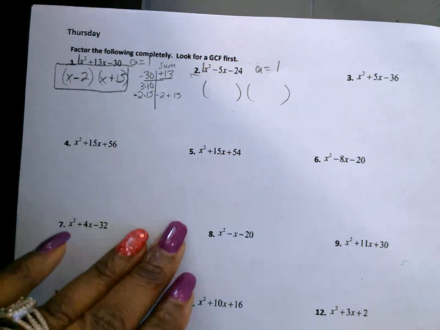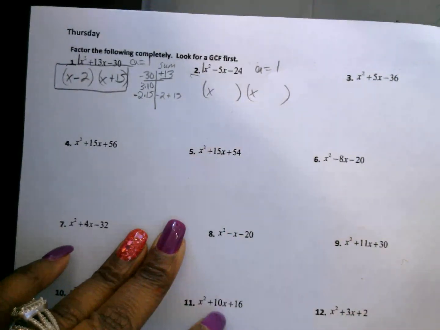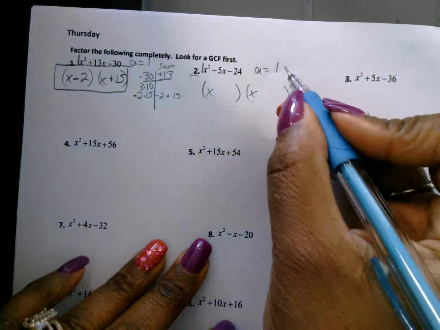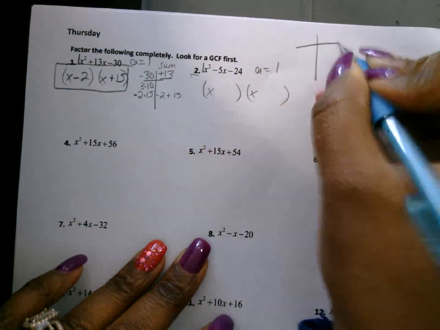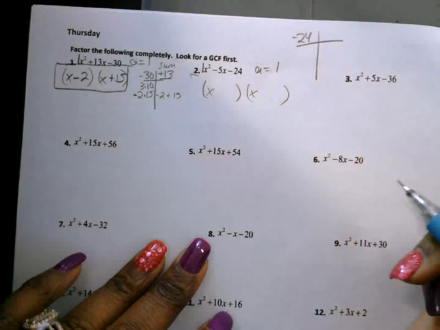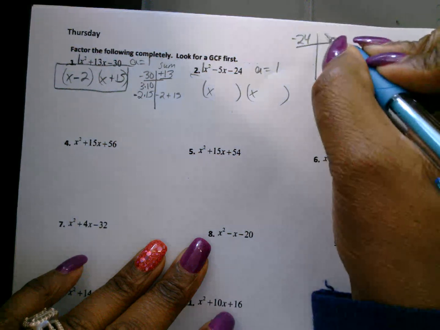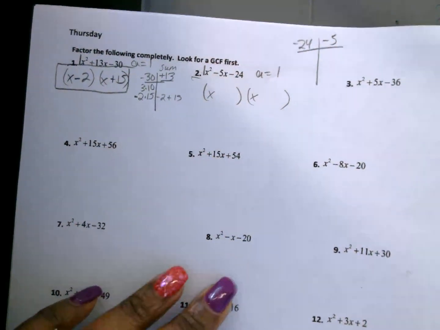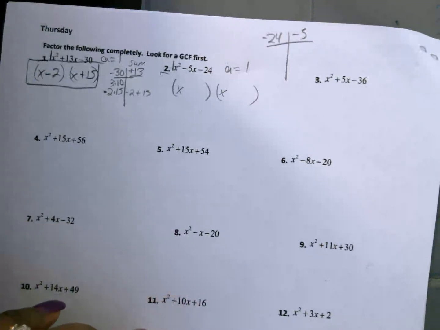Okay? All right, so let's look at this. We're going to put X in each. Got it? So we put an X in each one of those. Then we are going to multiply 1 times the negative 24, which is negative 24. And we think, what two numbers can be multiplied to give us that negative 24, but when we add, we get a negative 5? Okay, what are your thoughts? One has to be negative and one has to be positive, right, to give us a negative 24.